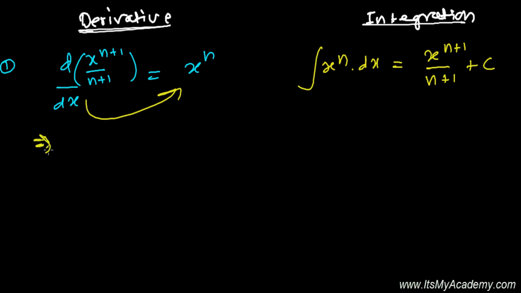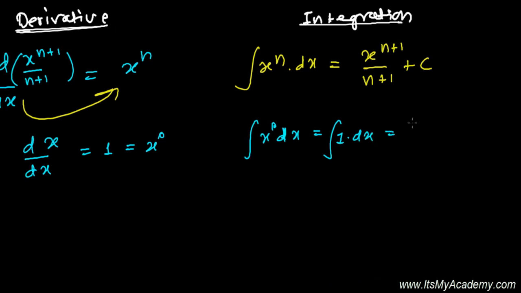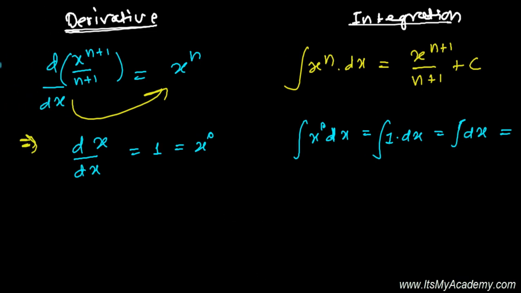From here, what you can conclude is that the derivative of x with respect to x is 1. So 1 can be written as x to the power 0 as well. So I can say x to the power 0 dx, which is finally 1 times dx, which means simply the integration of dx is x plus c. Keep that in mind. If there is nothing, in the sense that there is 1, then the integration will be x, plus some constant. I hope you understand this.